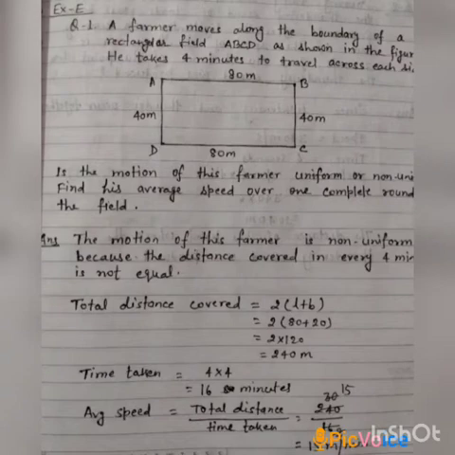Now total time taken: he takes 4 minutes to cover one side, so the total time taken will be 4 into 4, that is 16 minutes. Now average speed is equal to total distance by total time taken, that is 240 meter by 16 minutes, and the speed is 15 meter per minute. 15 meter per minute is the speed of the farmer.